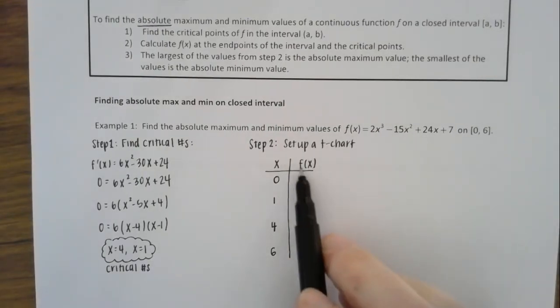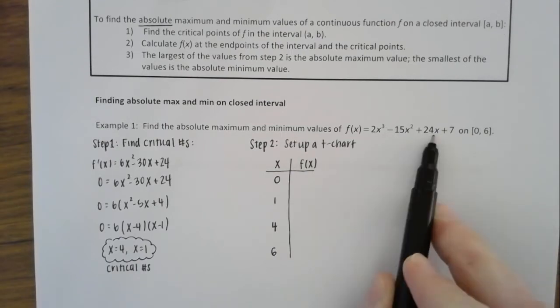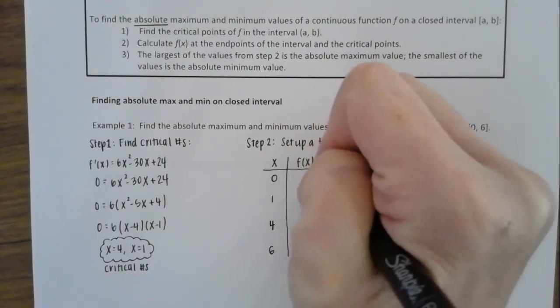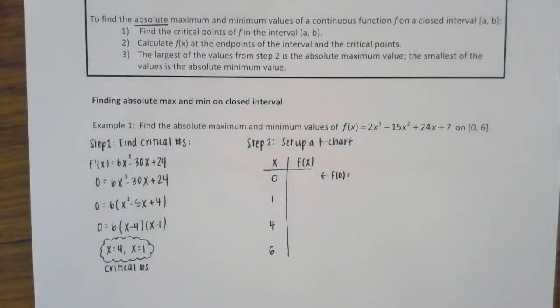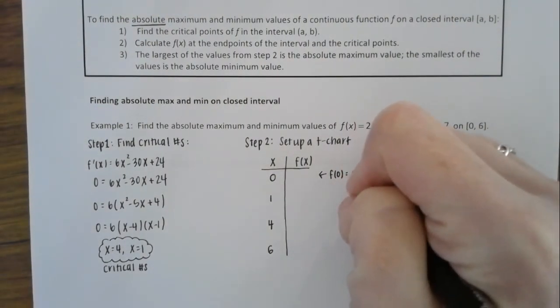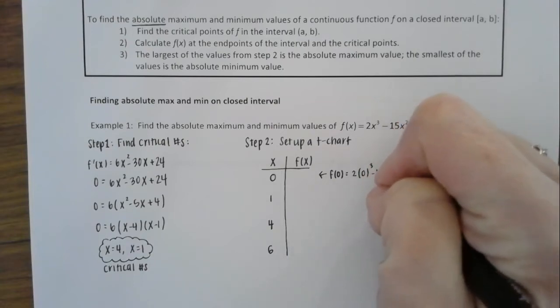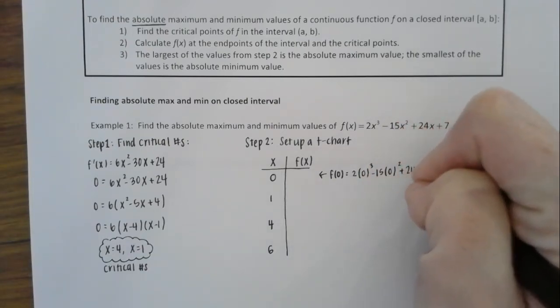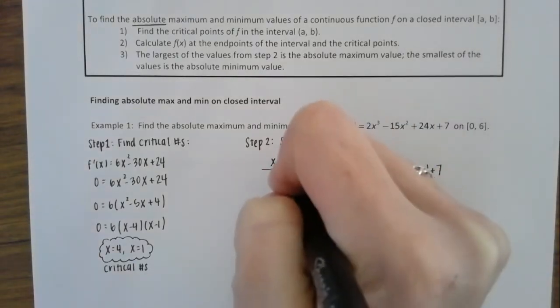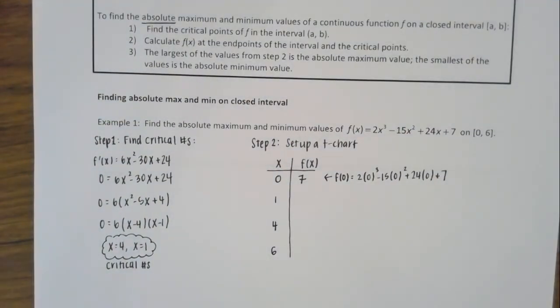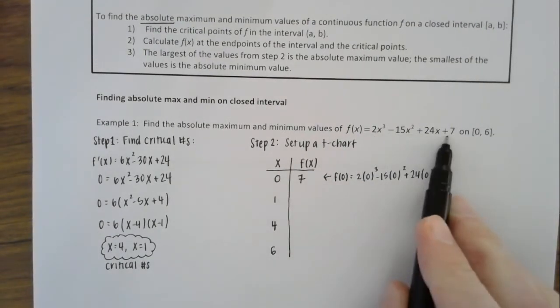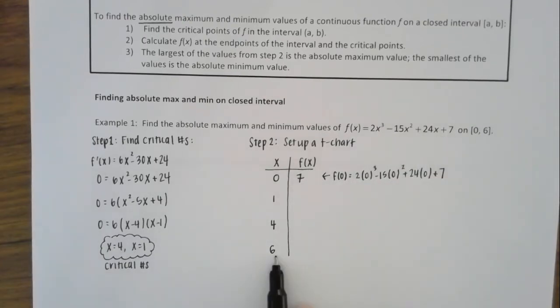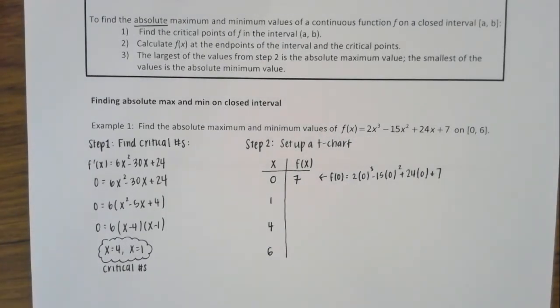So again, when I'm calculating f of x values, I'm going back up to the original function. To do f of 0, you can use a calculator to help you with these values. I'm just going to do 2 times 0 cubed minus 15 times 0 squared plus 24 times 0, and then plus 7. That should just give me a 7 here. And then for the other values, I'm going to do the exact same thing. I'm just going to take 1 and plug it in here, take 4, plug it in here, take 6, plug it in here. And again, if you want to use a calculator, that can definitely help you do this a little bit quicker.